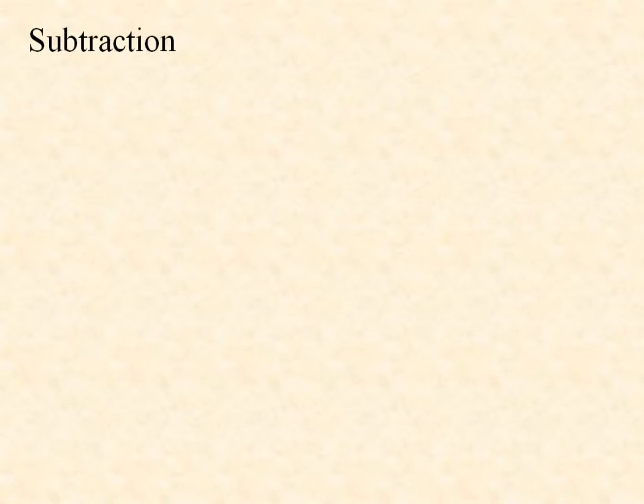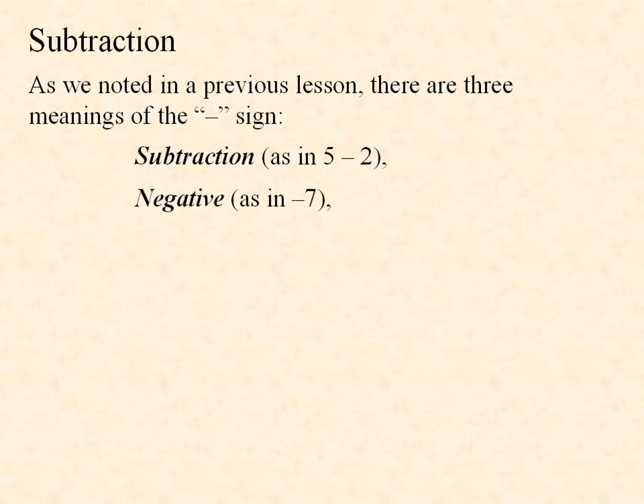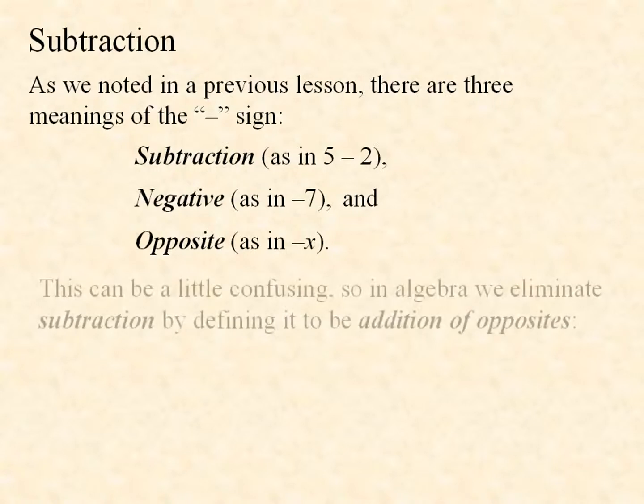Subtraction. As we noted in a previous lesson, there are three meanings of the minus sign. Subtraction, as in 5 minus 2. Negative, as in negative 7. And opposite, as in minus x. When you have a variable and the minus sign is in front of it, it always means opposite. It doesn't mean the variable is negative. This can be a little confusing.